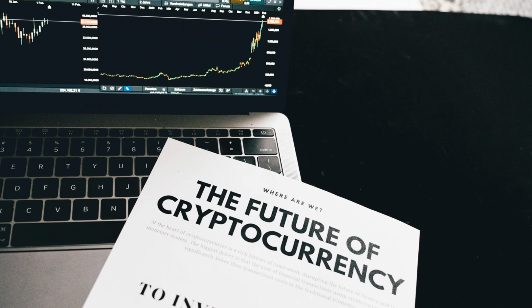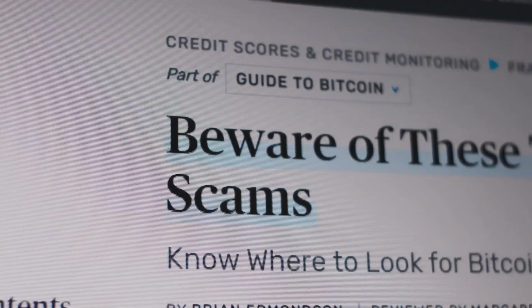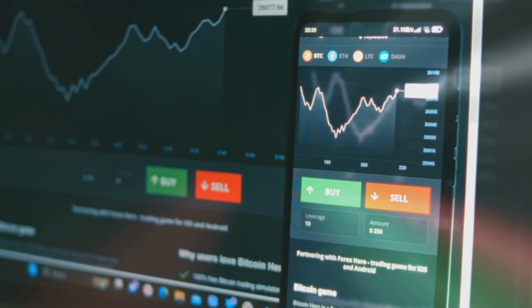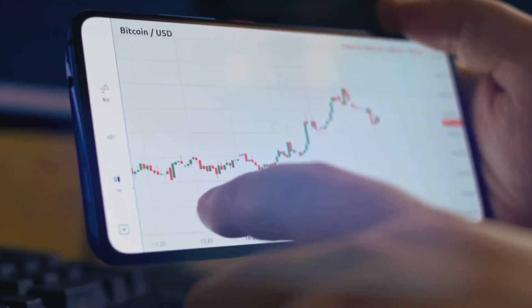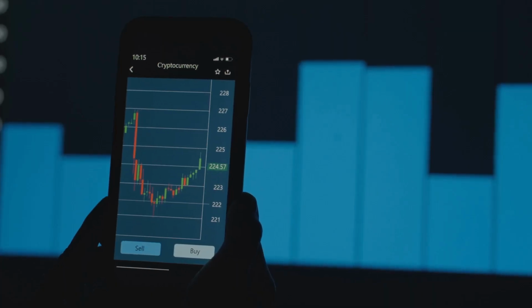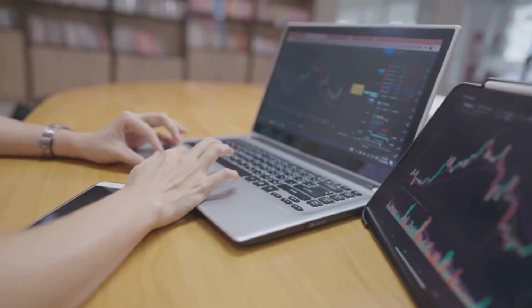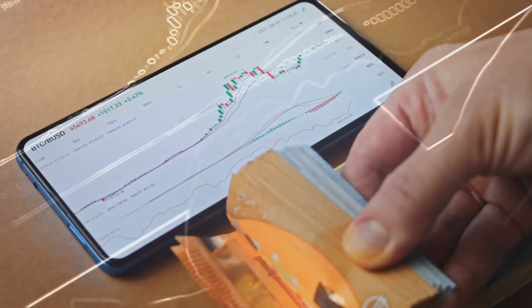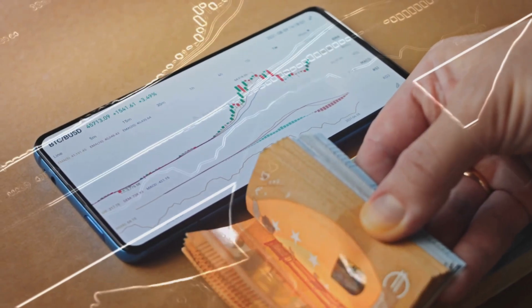Be careful where you get your info. Ignore anyone promising guaranteed profits. Stick to reputable sources and double-check what you hear. The crypto world is always changing, so keep learning. Don't get discouraged if you don't understand everything right away. Celebrate small wins and learn from every mistake. With patience and practice, you'll turn those intimidating charts into a powerful tool.